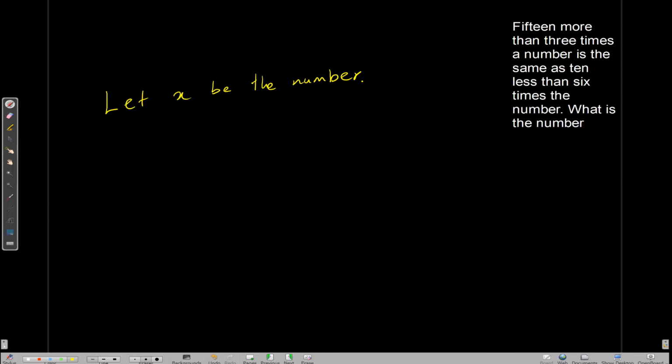And 15 more than 3 times the number. So 15 more than, so you have plus 15, because it's 15 more than 3 times the number. So 3x plus 15, so equal sign, same as 10 less than, so minus 10. 10 less than 6 times the number, so 6x.